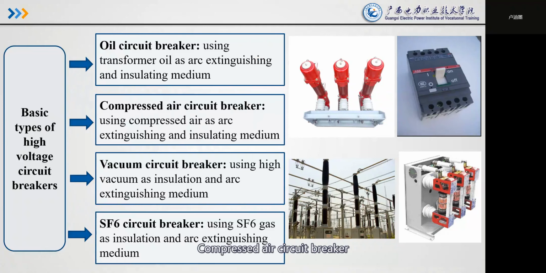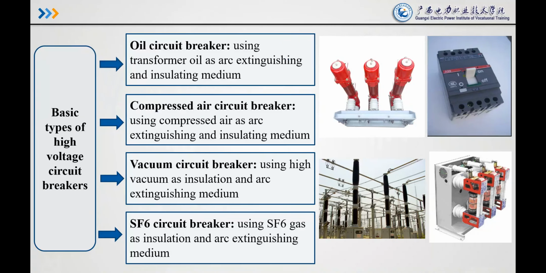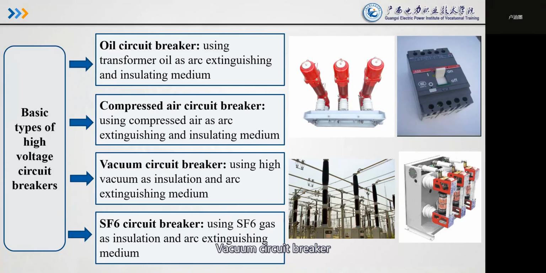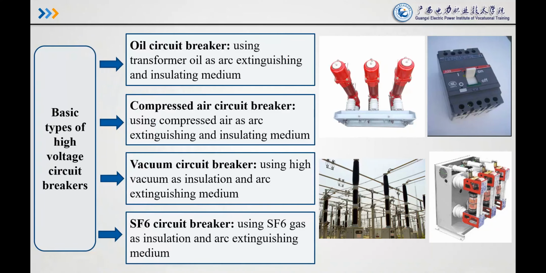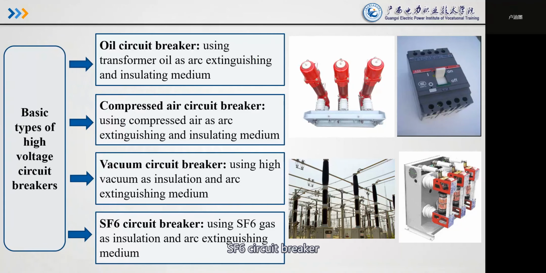Compressed air circuit breaker: using compressed air as an extinguishing and insulating medium. Vacuum circuit breaker: use high vacuum as isolating and extinguishing medium. SF6 circuit breaker: using SF6 gas as isolating and extinguishing medium.